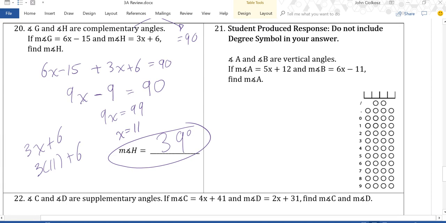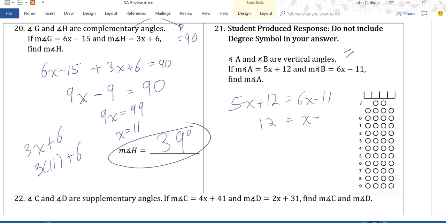Okay, here we have angle A and B are vertical angles. So vertical, I know that those are congruent, so we're going to set those equal to each other. If I take A and set it equal to B, we can solve to find the measure of angle A. I'm going to subtract my 5x over. You can go the other way as well, but this way just gave me a nice positive 1x. Then add 11 to both sides. So I get x is equal to 23.